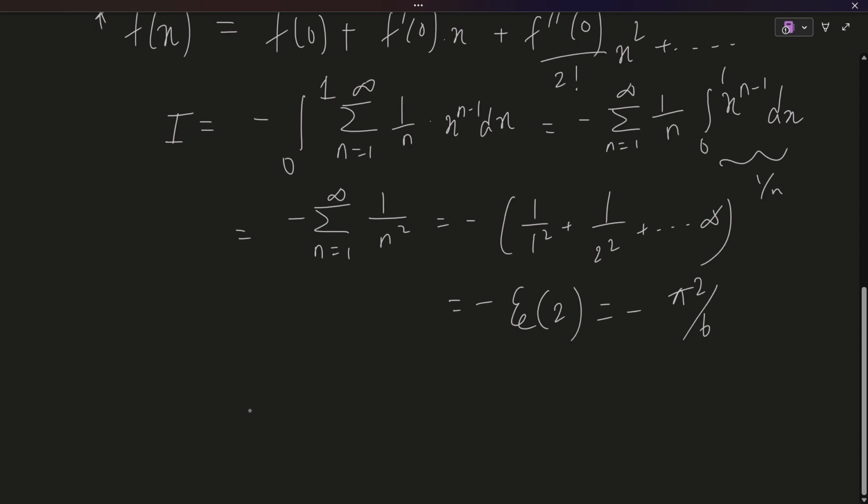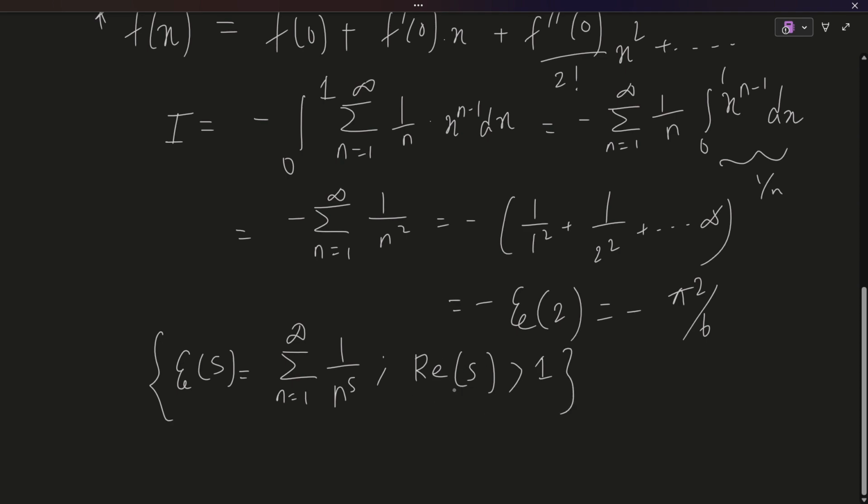Not in this video though, but the Riemann zeta function is defined like this: the infinite sum from n equals 1 to infinity of 1 upon n to the power s. Notice that the power s can also be a complex number; it does not only need to be a real number. And this converges when the real part of s is greater than 1. So this is how the Riemann zeta function can be defined, in terms of real numbers at least. And the answer to this integral is minus pi squared upon 6.